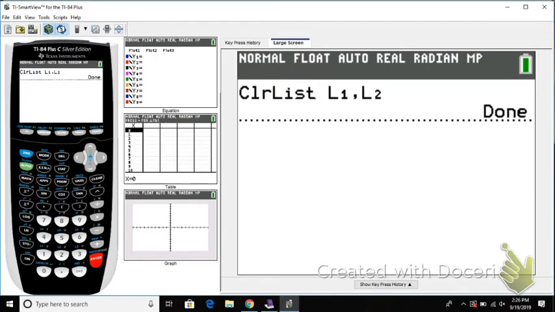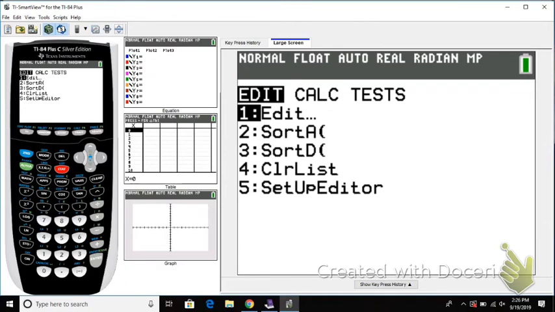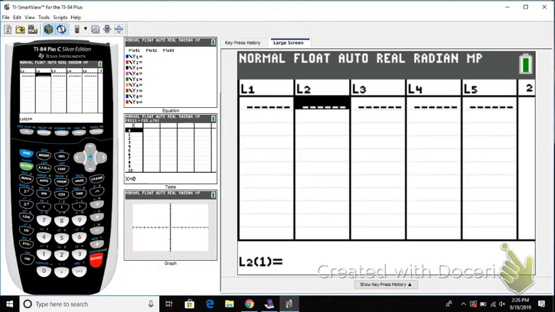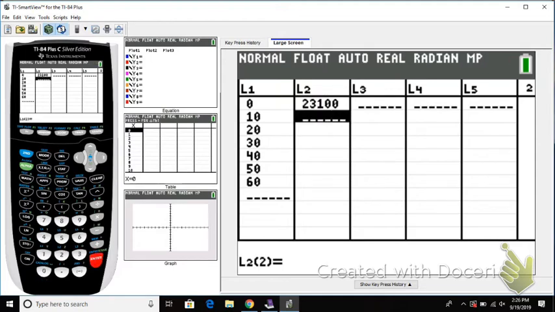Okay, what's my home button? Stat. How am I going to put in information? Edit. So L1, we're going to use 0, 10, 20, 30, 40, 50, and then 60, right? 1940, 50, 60, 70, 80, 90, year 2000. And then L2, I won't say these out loud because I'll let you just read these. But you're going to start with 23,100, and you put in your own.